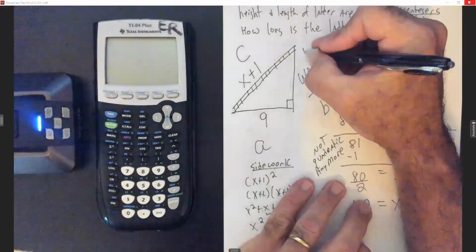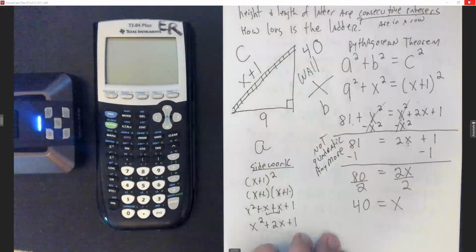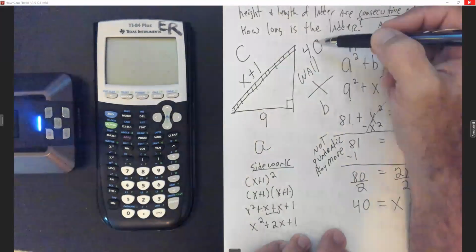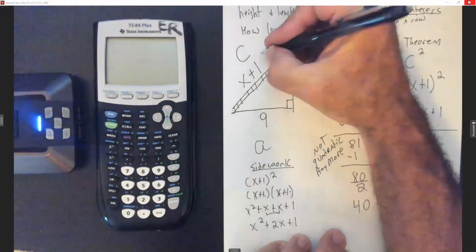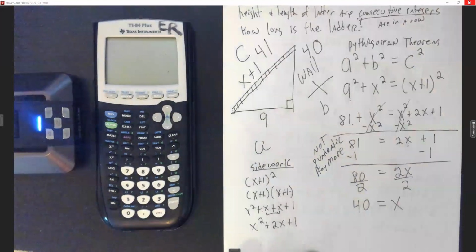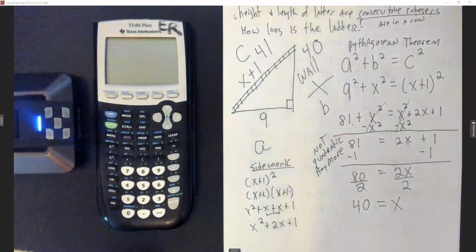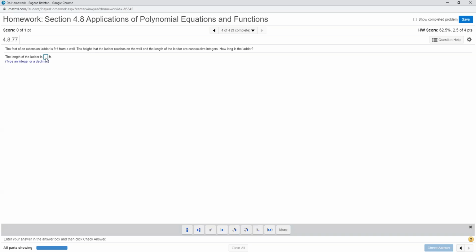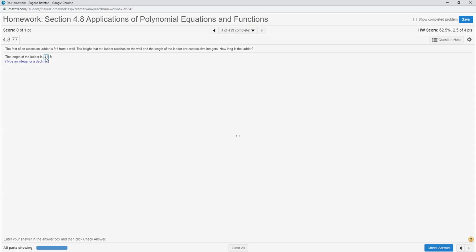But remember, they want to know how long the ladder is. Well, the ladder was x plus 1, which is 40 plus 1, which will give me 41. So let me go back in and put my 41. They didn't care about the height on the wall on this one. They just wanted to know what the ladder was. So we said 41, and then we move on.